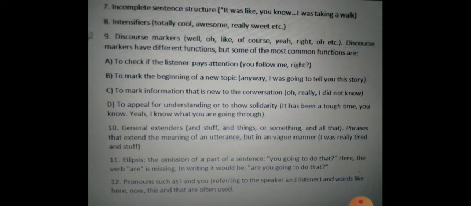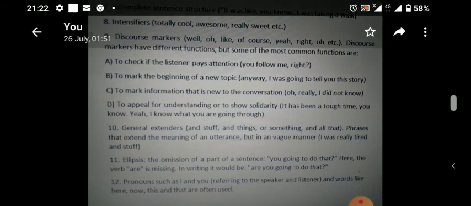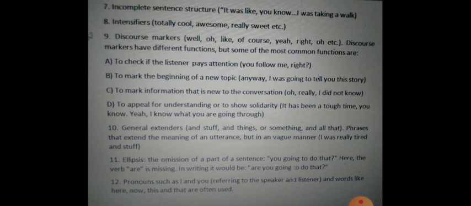To check if the listener pays attention, discourse markers like you follow me, right? Such sort of discourse markers are used to mark the beginning of a new topic. Yes, discourse markers are also used to indicate that a new topic is going to start. Anyway, I was going to tell you this story, to mark information that is new to the conversation. Oh, really, I didn't know. To appeal for understanding or to show solidarity: it has been a tough time, yeah. I know what you are going through.